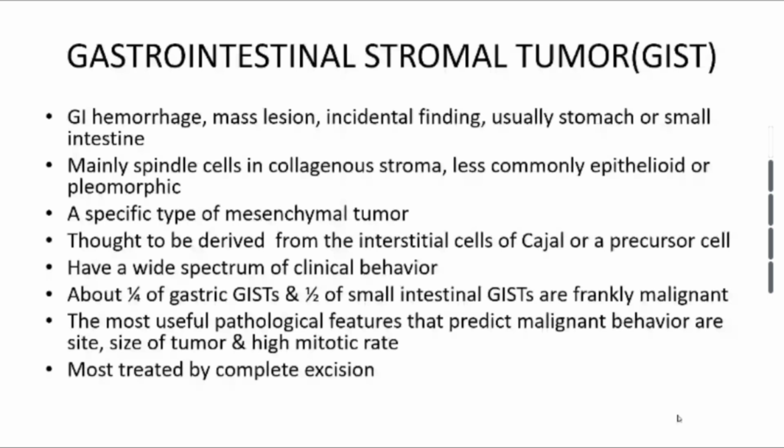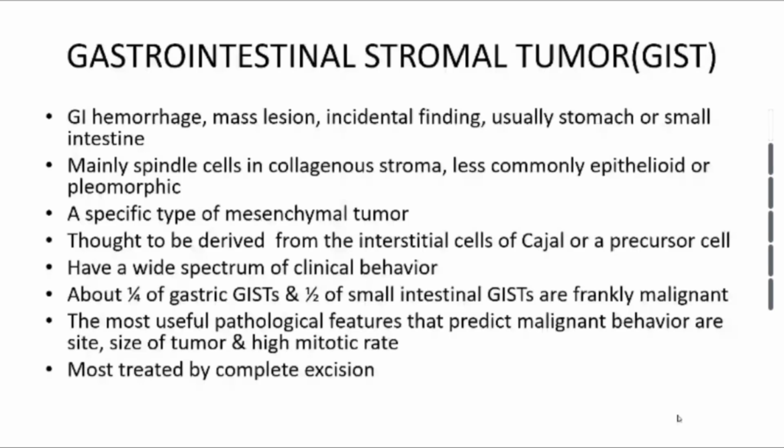So about a quarter of the gastric GIST and a half of small intestine GIST are frankly malignant. So a quarter of the GIST. So some GIST are not malignant, but a quarter of them in the stomach, that is gastric, will be malignant. And then in the small intestine, half of them will be malignant.